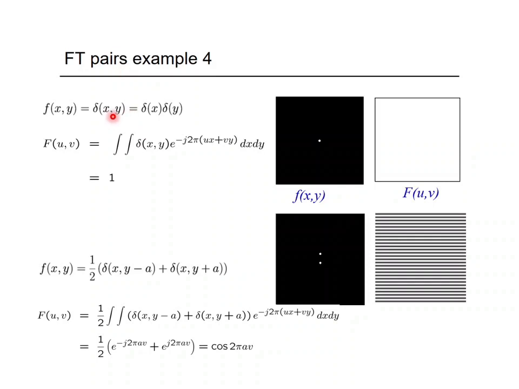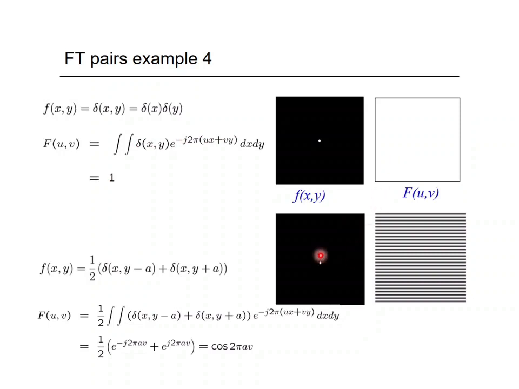This is a Dirac delta function, and for its Fourier transform, if we integrate the function here, because the function has value only at the location of 0, 0, and for all other regions the value is 0, the integral result will be 1. So it will become a plane. All values are the same.